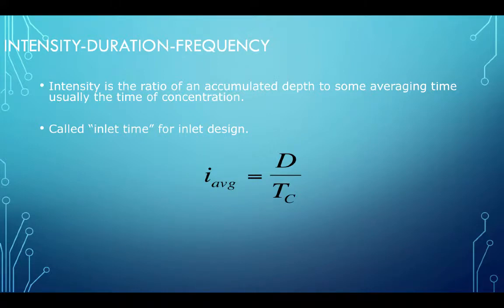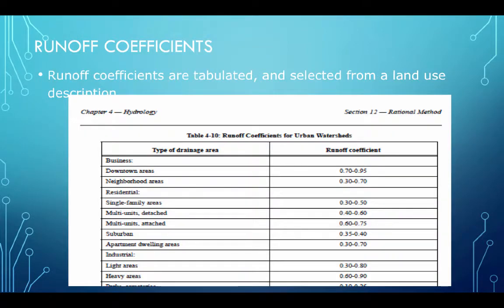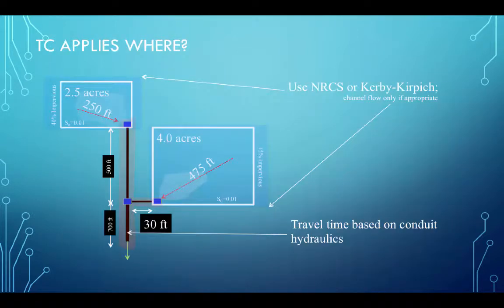The intensity is the ratio of accumulated depth to averaging time. When we're dealing with inlets, it's also called the inlet time. The runoff coefficients are tabulated. You select from a land use description.